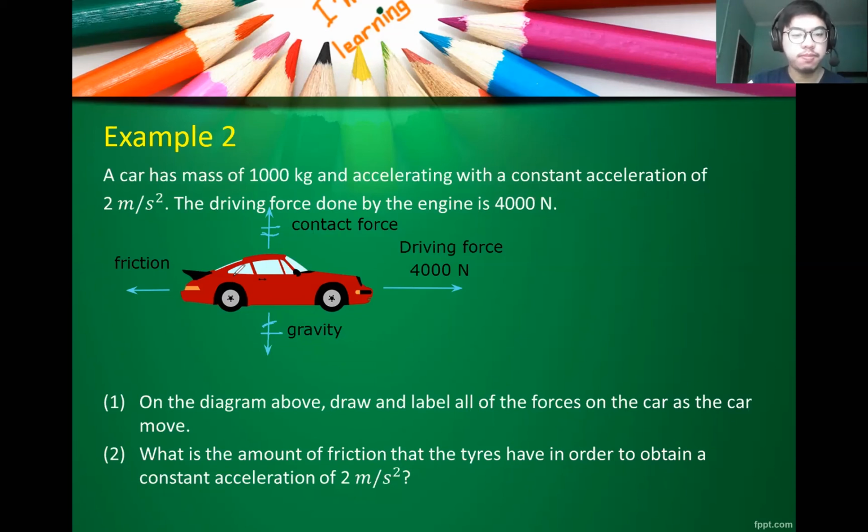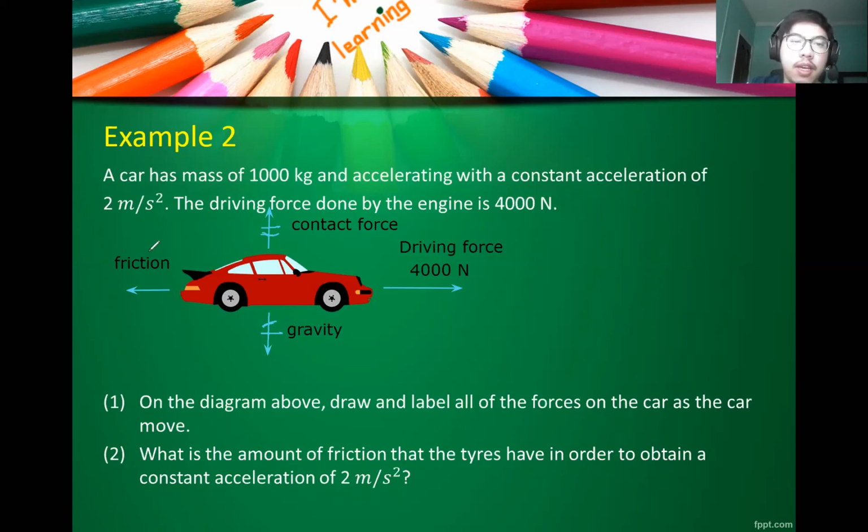For question number 2, what is the amount of friction that the tires have in order to have... Oh yeah, by the way, where does the contact force come from? The contact force comes from the contact because the car is in contact with the ground or the road, and the road, therefore, pushes against the car, and that force from the road is called the contact force. Number 2, what is the amount of friction that the tires have in order to obtain a constant acceleration of 2 meters per second square?